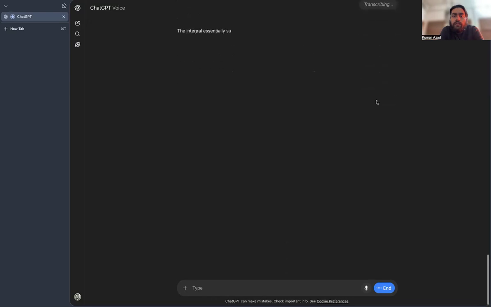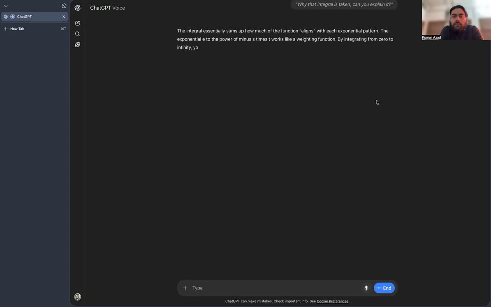The integral essentially sums up how much of the function aligns with each exponential pattern. The exponential e to the power of minus s times t works like a weighting function. By integrating from 0 to infinity, you capture all the influence of the original function over time. In other words, the integral is the tool that projects your original function into a new domain, revealing how it behaves at different frequencies or rates of change.